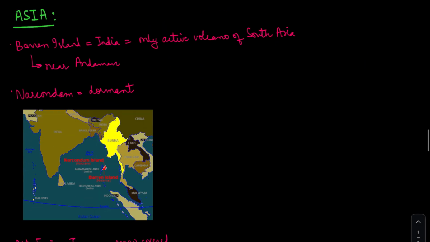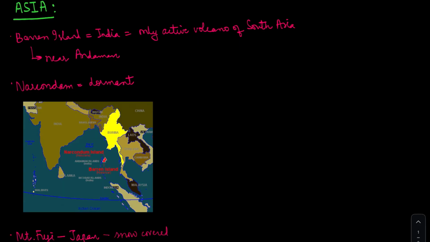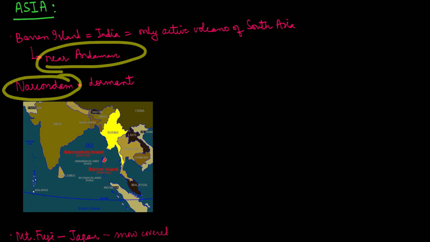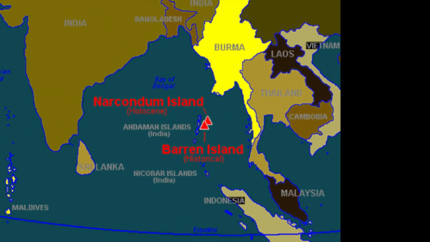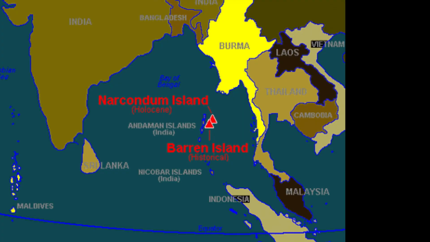So moving to Asia. In Asia, there is only one active volcano in all of South Asia, which is Barren Islands. Barren Islands are near North, Middle and South Andamans. It is near the Andamans. We also have Narcondam, which is a dormant volcano. So this is the location of Barren Islands, closer to Middle Andamans. And then we have the Narcondam Islands.